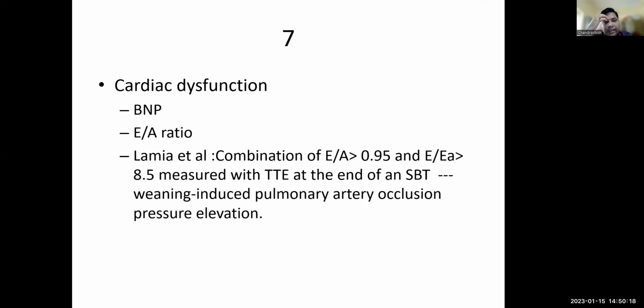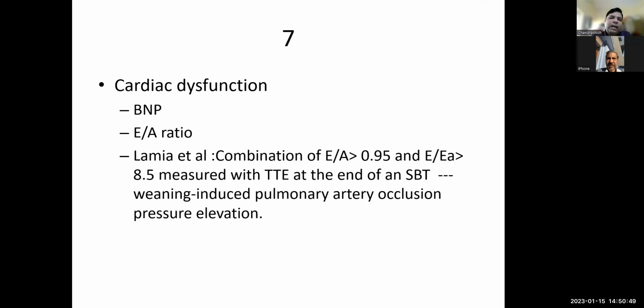Similarly, you can look at the E/A ratio. Lamia studied this and found that a combination of an E/A ratio of more than 0.95 and an E/e' ratio of more than 8.5, measured with a transthoracic echo at the end of a spontaneous breathing trial, is one of the indicators of a weaning-induced pulmonary artery occlusion pressure elevation.